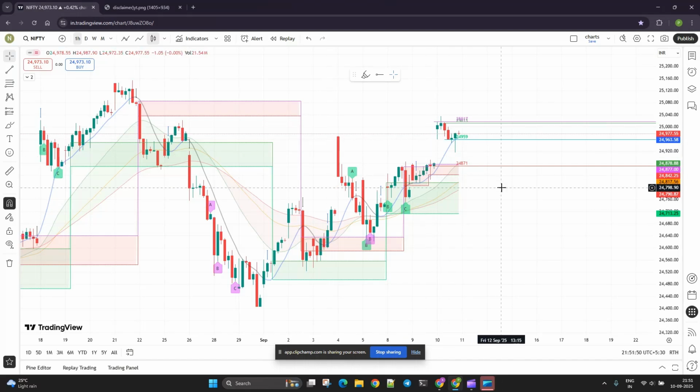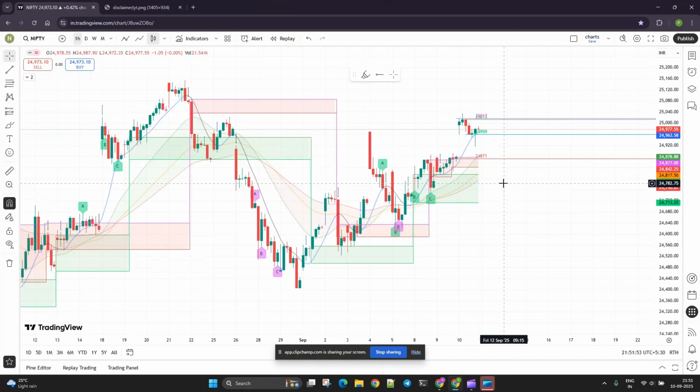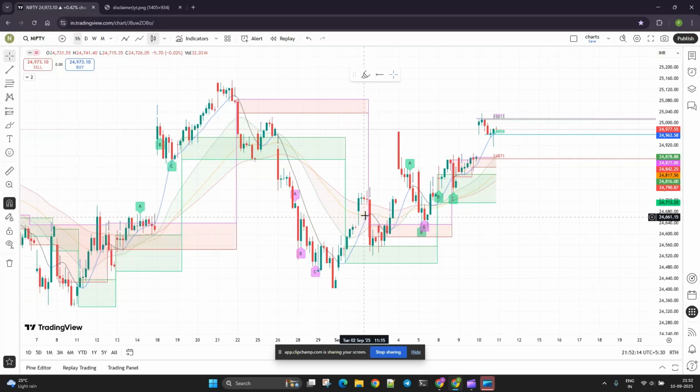This is my Nifty chart. Let me introduce myself. I'm an option buyer, so I look for setups where it really helps or gives good returns for option buying. That's my aim. So with that, I'll just start.